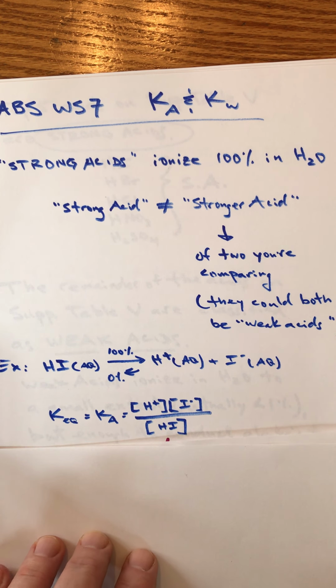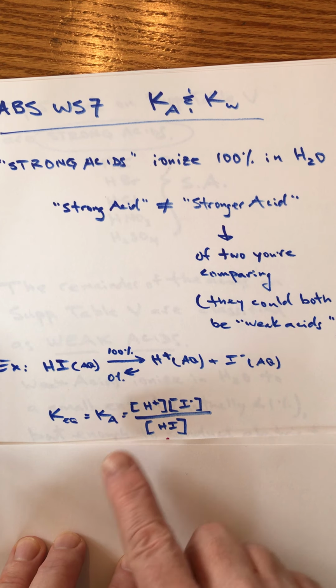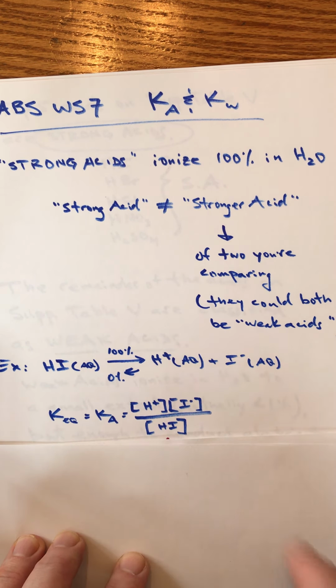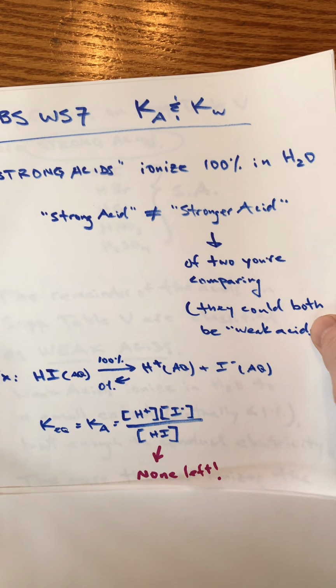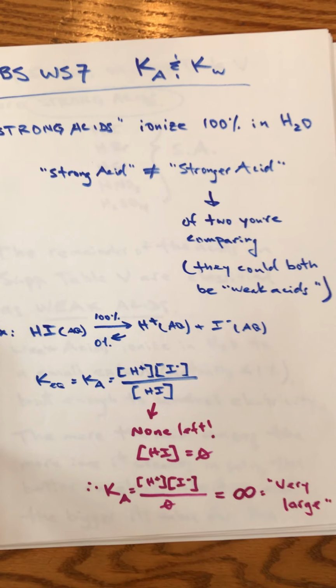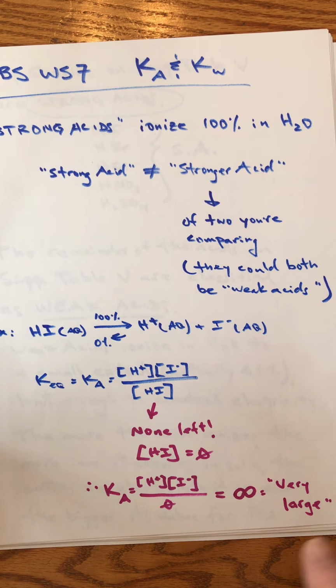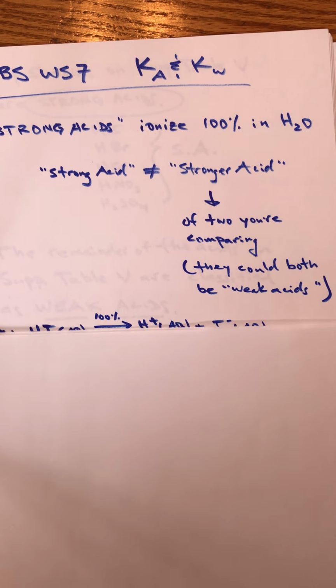If you were to try to do a Ka for that, you'd say Ka is the H positive concentration times the I minus concentration over the HI concentration, but there's no HI left. That concentration is 0, and you can't divide by 0. In calculus, they tell you the limit of dividing by 0 is infinity, and infinity is indeed a very large number. Thus they say Ka for HI is, well, that's big. So you can't have a number for a Ka of a strong acid. You just know that it ionizes 100% in water.